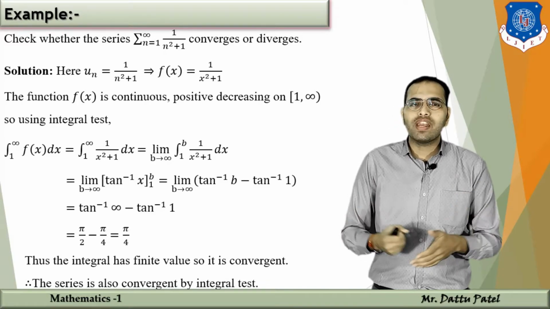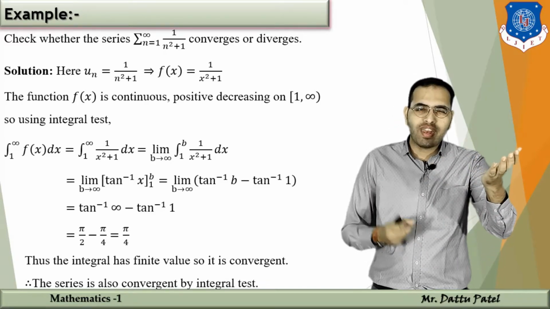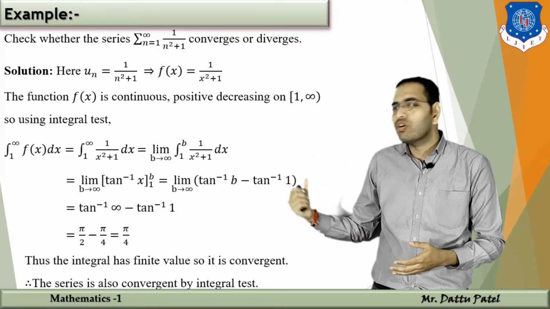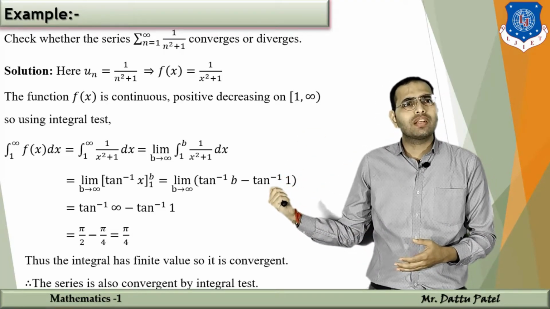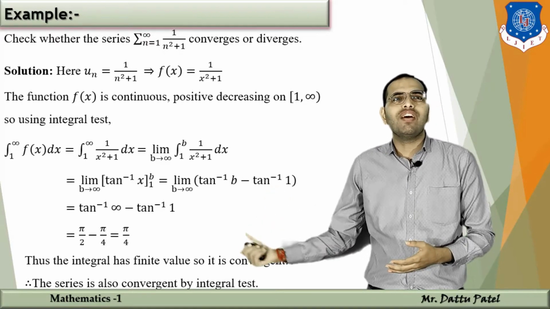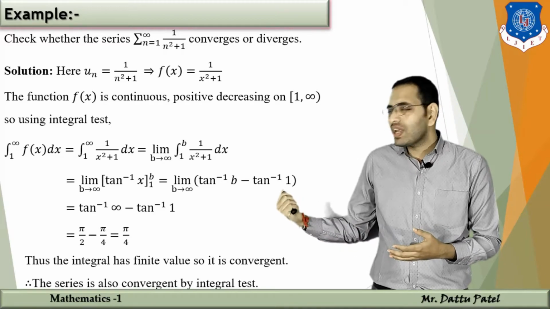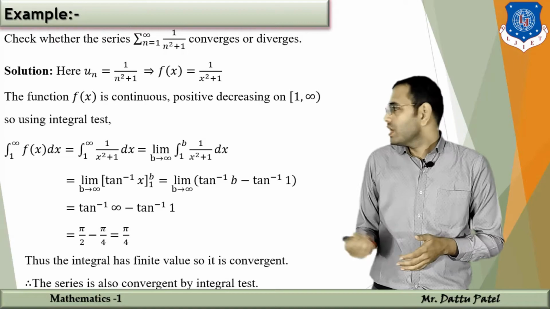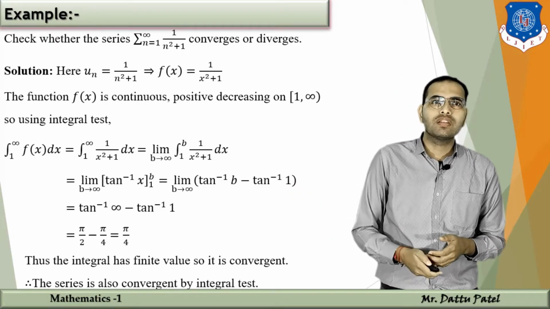Now you are all aware of the value of tan inverse infinity and the value of tan inverse 1, which are pi by 2 and pi by 4. Now subtracting those values, it's pi by 4, which is finite, means our integral is finite. Then according to the Cauchy integral test, we can say that the given series is convergent.